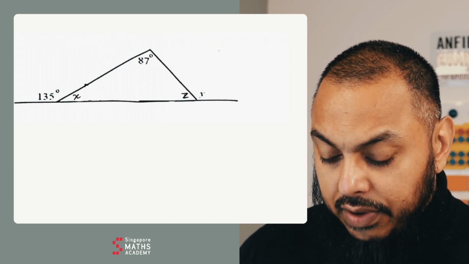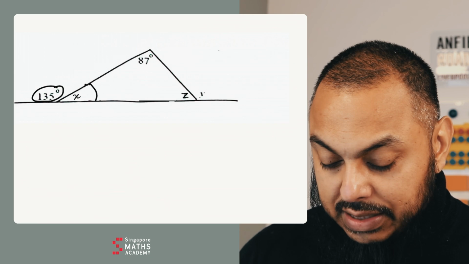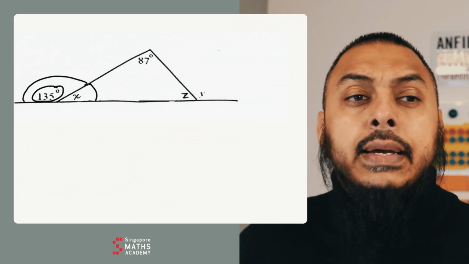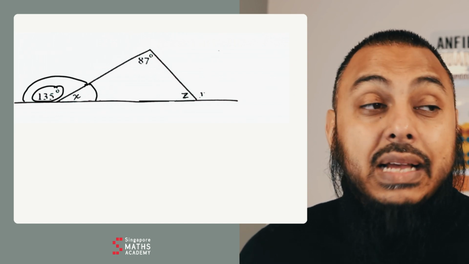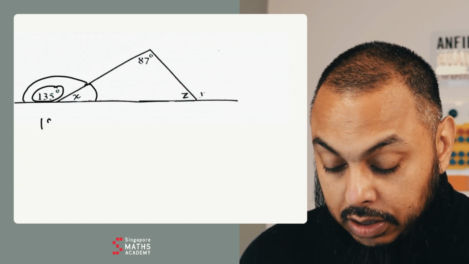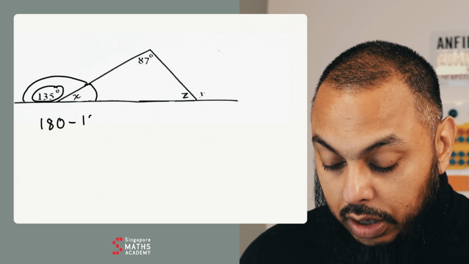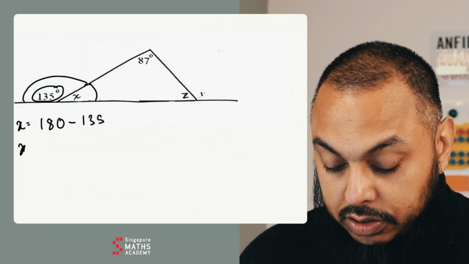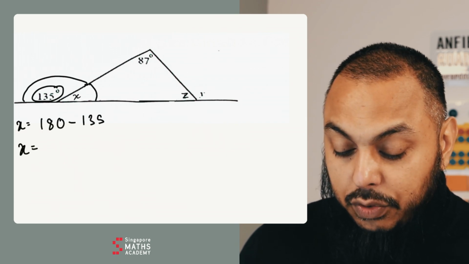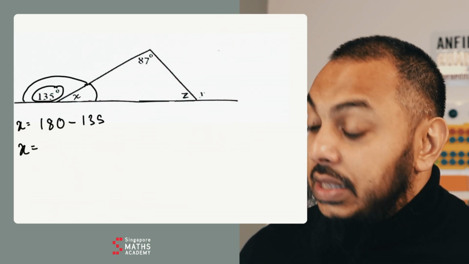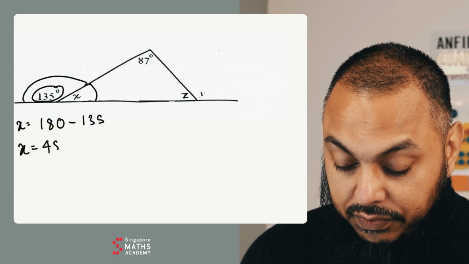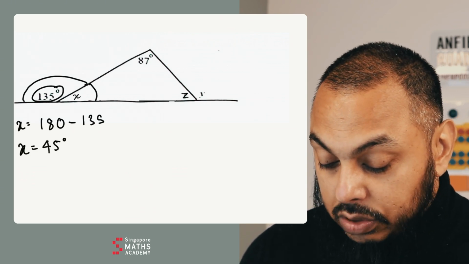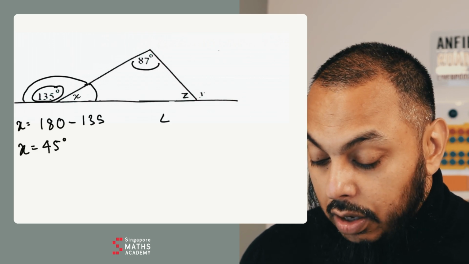So 135 degrees is this angle here. We know that these 2 angles form a straight line, and so that must mean that x plus 135 is 180. So I have to do 180 take away 135 to work out what x is equal to. So x is going to be 180 take away 130 is 50. 50 take away 5 is 45 degrees. X is 45 degrees. Now x is 45 and I've got 87 here.